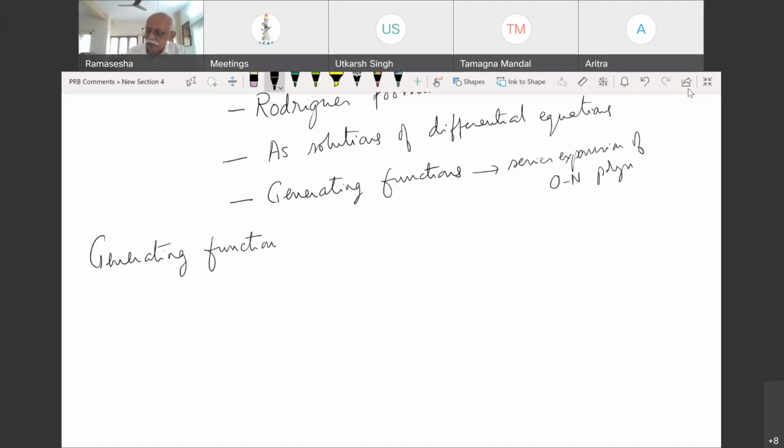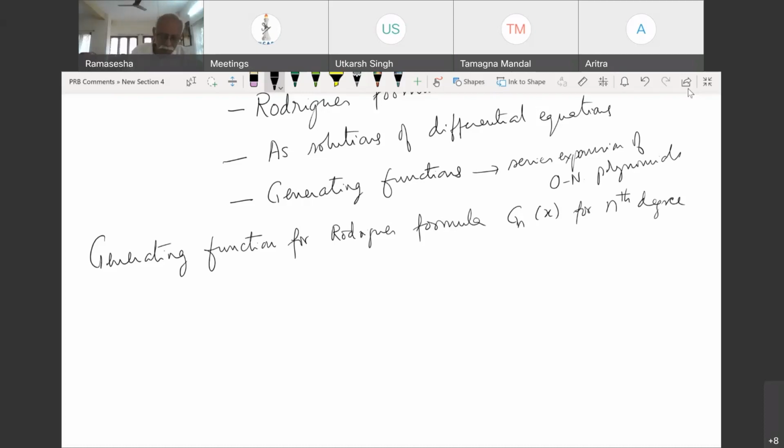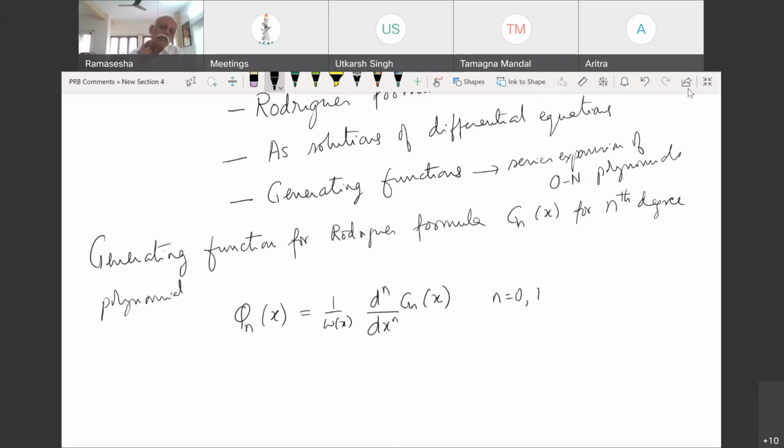I do not know whether I'll have time to deal with it, but you can look it up in the books. So, generating function, let us say G_n(x) for the nth degree polynomial. Then what we have in the Rodrigues formula is P_n(x) equal to 1 upon w(x) times d^n by dx^n of G_n(x). So if you have n equal to 0, 1, 2, etc., you can have first degree polynomial, and so on.